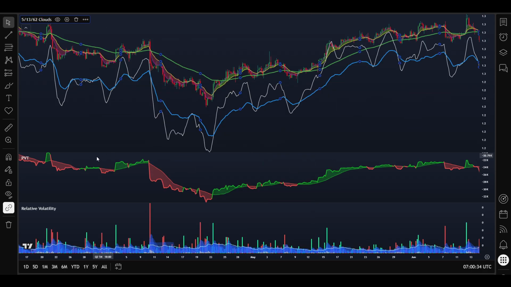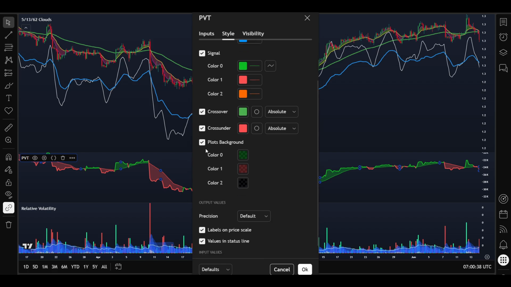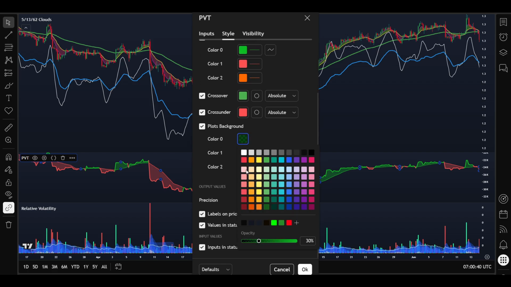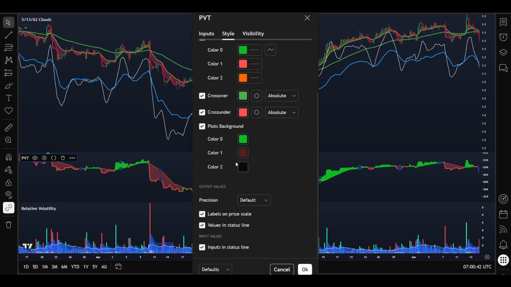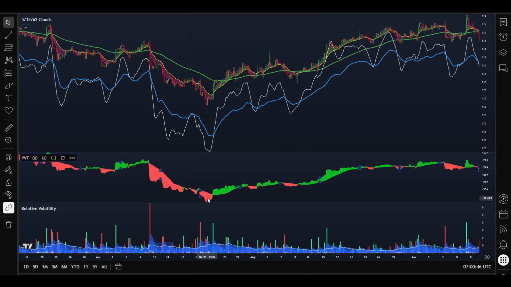Indicator settings. PVT, Everget. Open settings. Style. Increase plots background opacity to 100% so the color fill is obvious. Reading rule. When the PVT line crosses above its signal, SMA 21, background turns green. Buying pressure dominating. When it crosses below, background turns red. Selling pressure dominating. That color flip is our on-off switch.